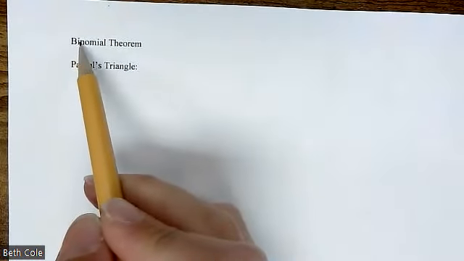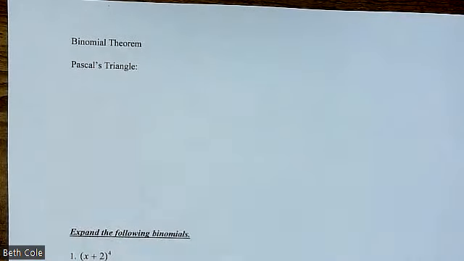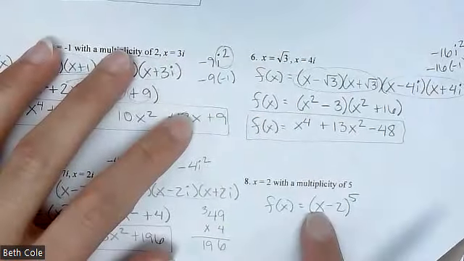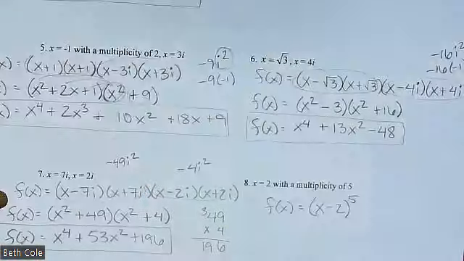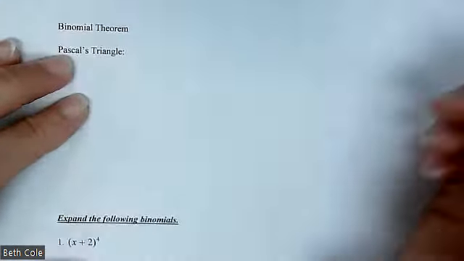The prefix bi means what? 2. Binomial, 2 terms. So it's 2 terms because it's x minus 2. If it was longer than that, you wouldn't be able to use this theorem, okay? It starts with Pascal's triangle.